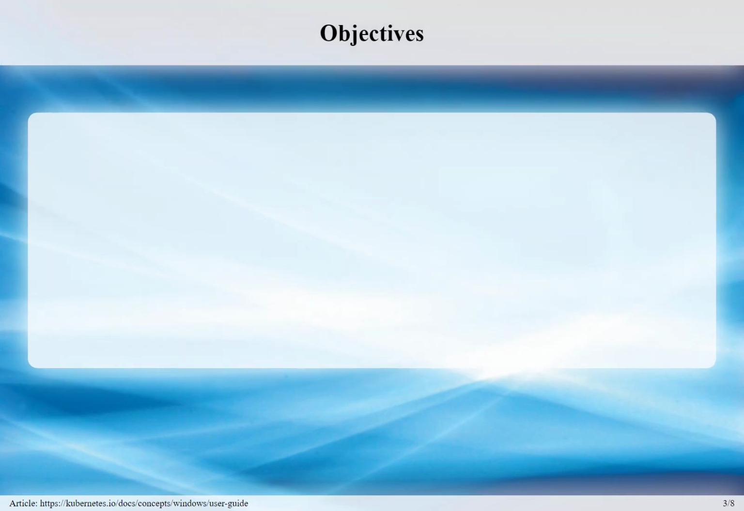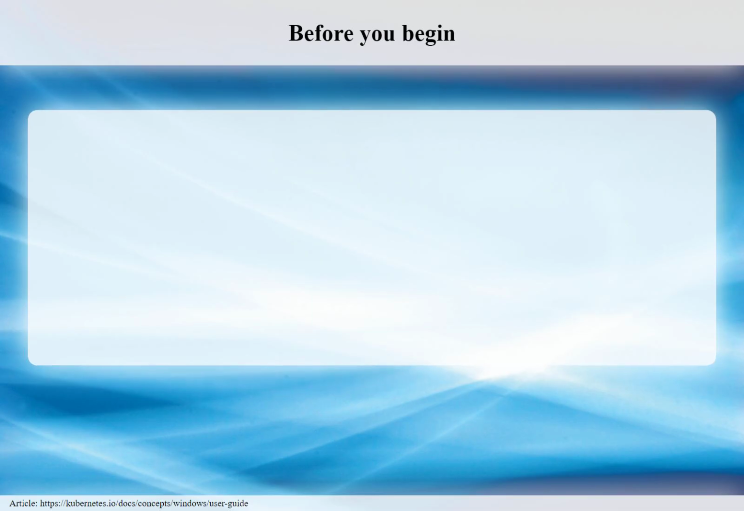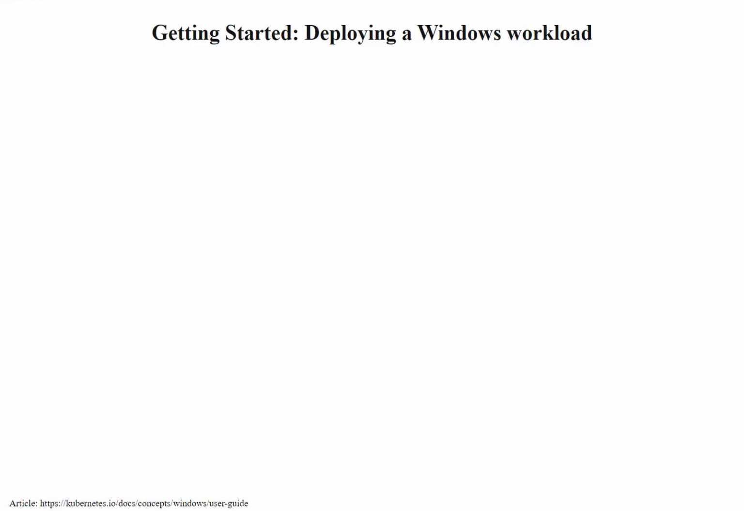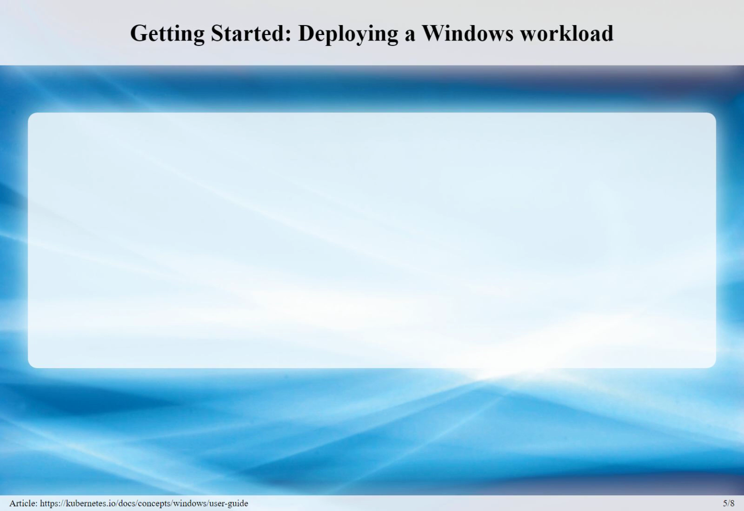Objectives. Set up Windows containers on a Windows node for deployment. Before you begin, ensure your Kubernetes cluster has a Windows Server worker node. Getting started. Deploying a Windows workload.